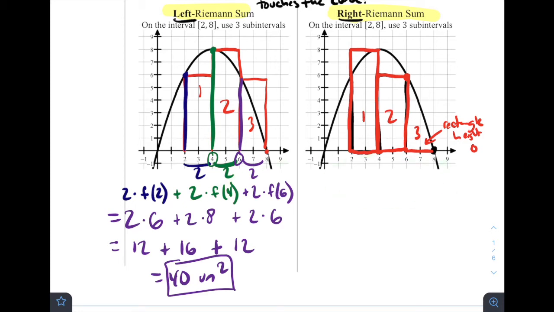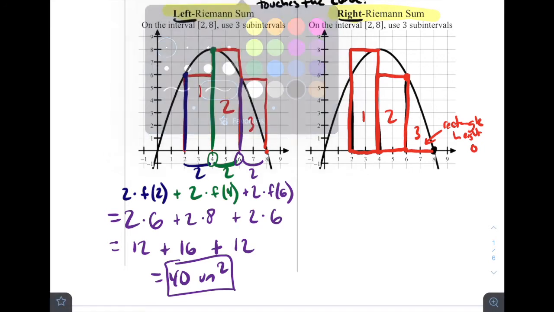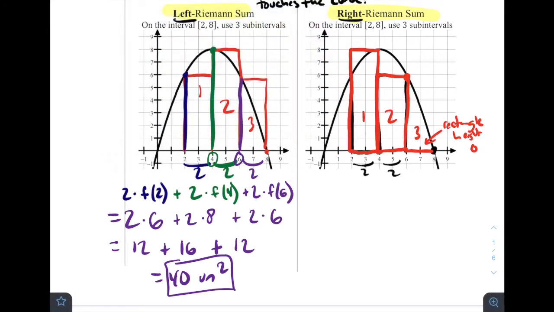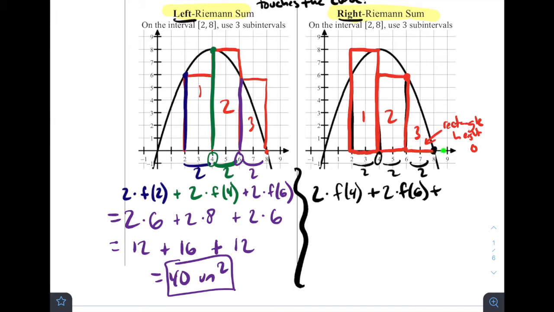So how would we calculate the area? In this case, each of these has a width of 2. So we're going to have 2 times the height of this rectangle, which is based on the right side. So whatever the function height is at x equals 4, so 2 times f of 4, plus the second rectangle, whose height is based on the height of the function at 6, so 2 times f of 6, plus 2 times the height of the function at 8, which looks like it's 0, but let's be sure, so 2 times f of 8.